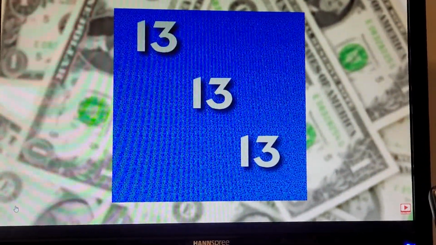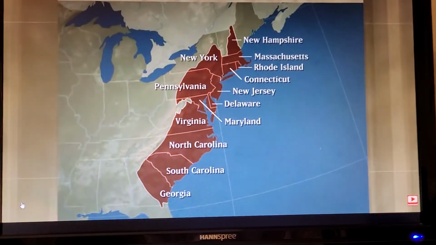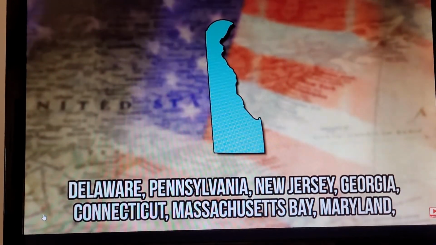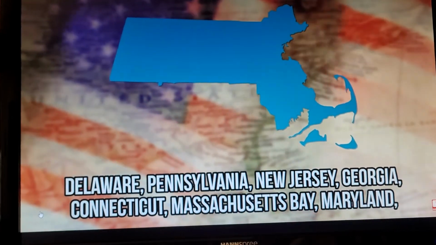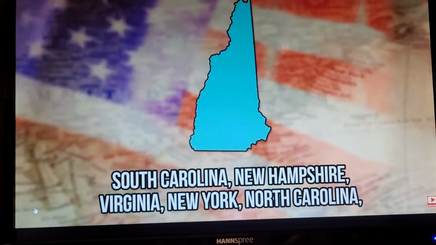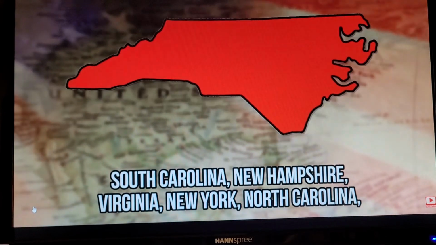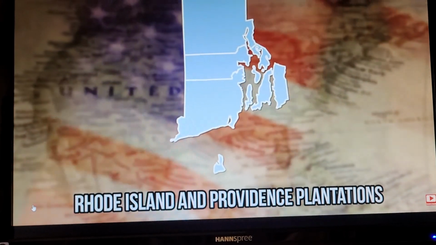The number 13 represents the 13 original colonies of the United States, which were Delaware, Pennsylvania, New Jersey, Georgia, Connecticut, Massachusetts Bay, Maryland, South Carolina, New Hampshire, Virginia, New York, North Carolina, Rhode Island, and Providence Plantations.